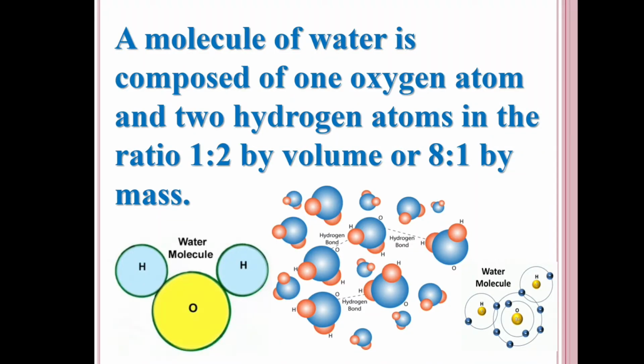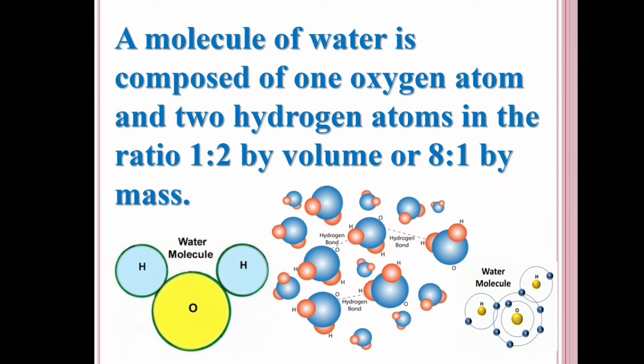A molecule of water is composed of one oxygen atom and two hydrogen atoms, in the ratio 1:2 by volume or 8:1 by mass. So let us consider the molecule of water. The molecule of water is composed of one oxygen atom and two hydrogen atoms. So it is in the ratio of 1:2 by volume, or 8:1 by mass.